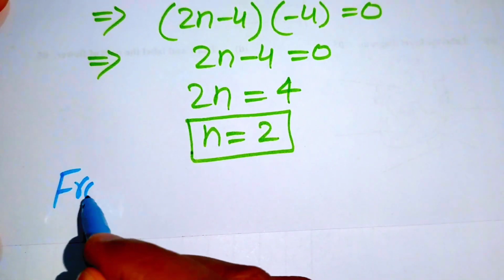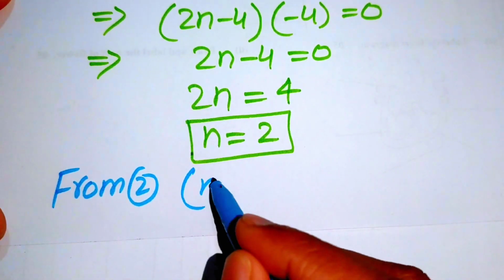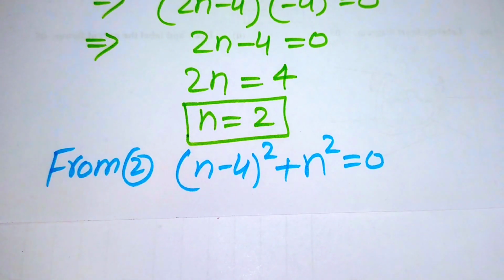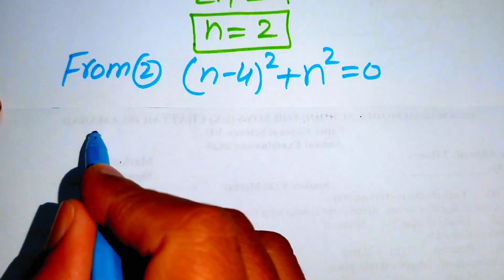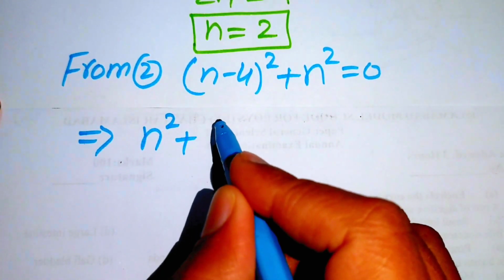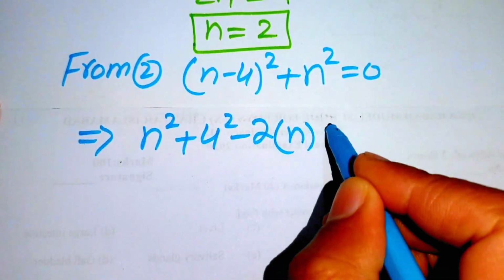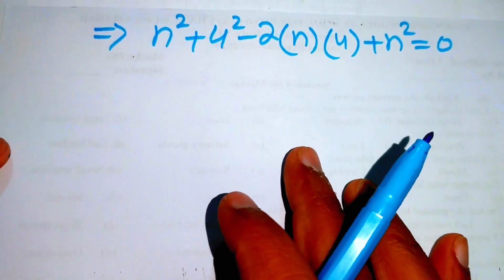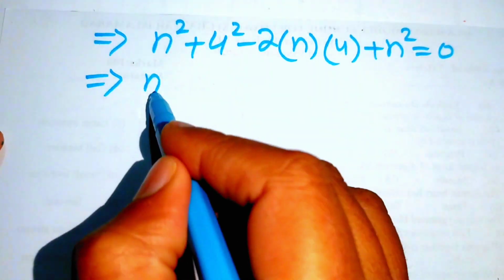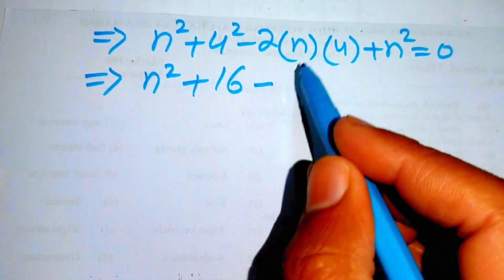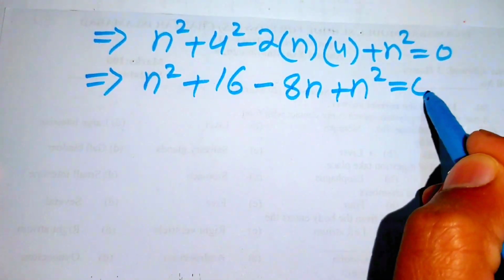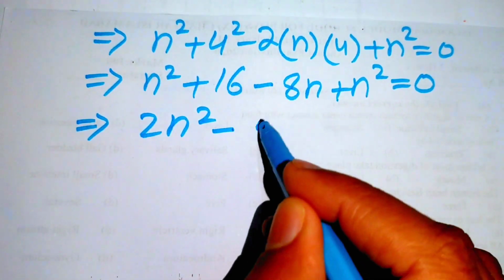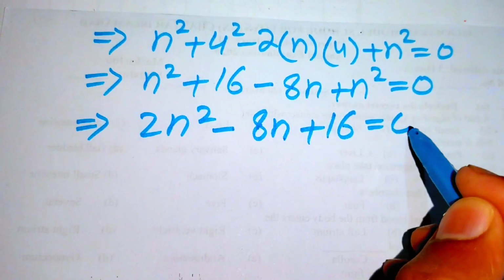And now we solve case number 2. Case number 2 is copied down here: (n - 4)^2 + n^2 = 0. We open the square identity and write it as n^2 + 4^2 - 2 times n times 4 + n^2 = 0. This is a quadratic equation. Simplifying, we get n^2 + 16 - 8n + n^2 = 0. Adding the like terms, n^2 + n^2 is 2n^2, so we get 2n^2 - 8n + 16 = 0.